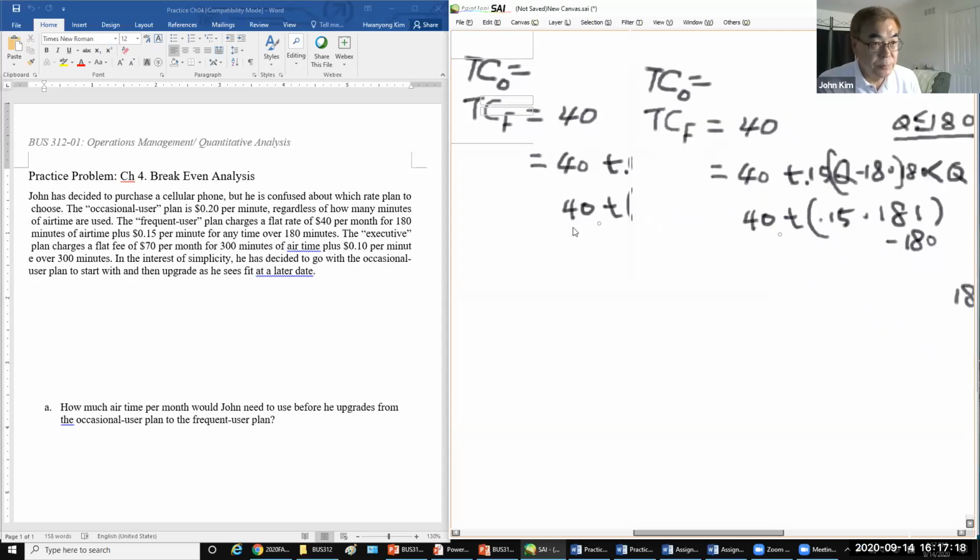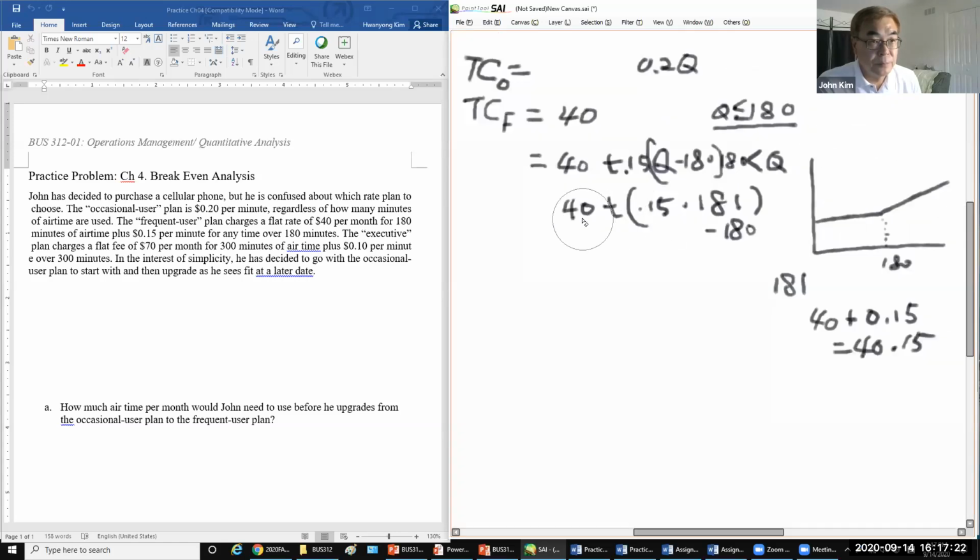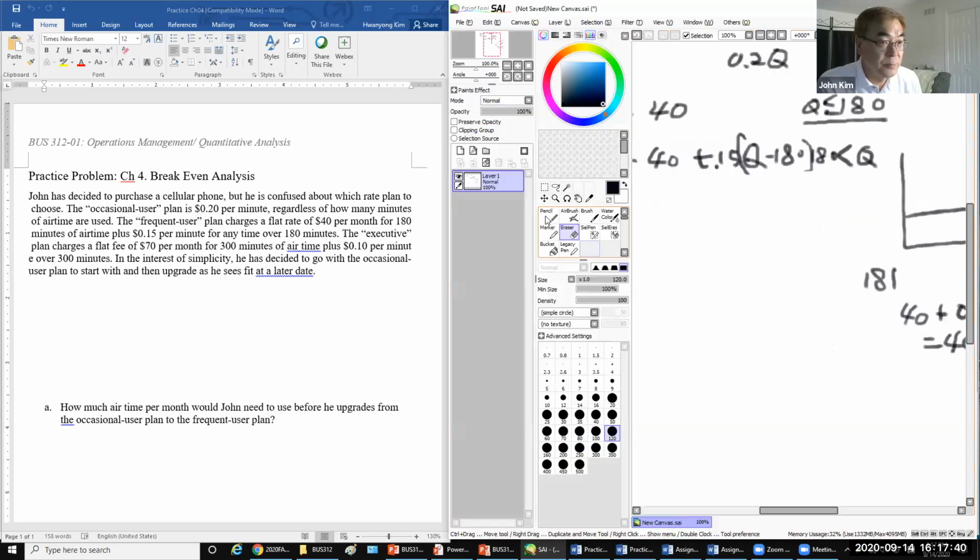Question? Understood? Why set up two equations like this, and then why subtract 180 here? Okay.